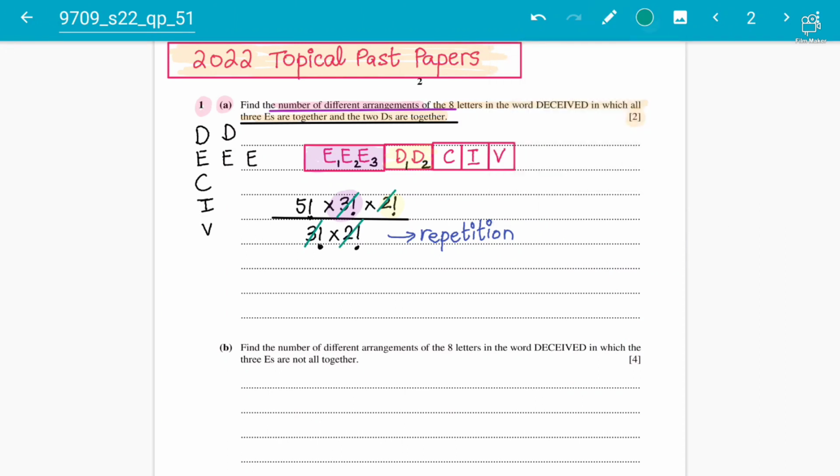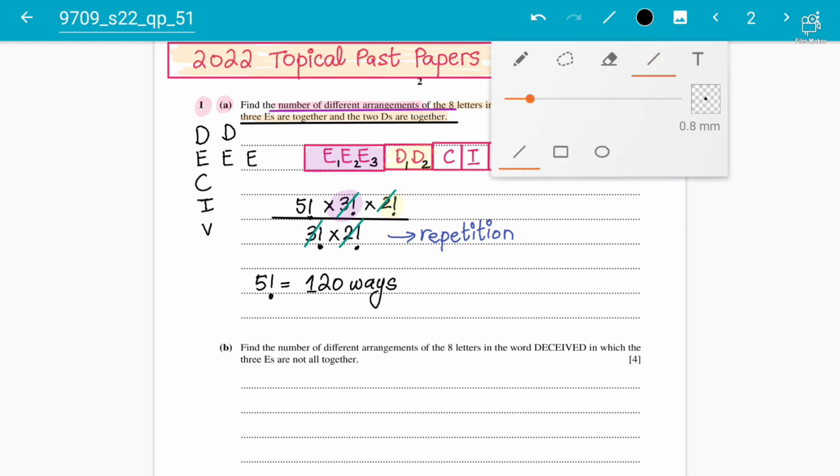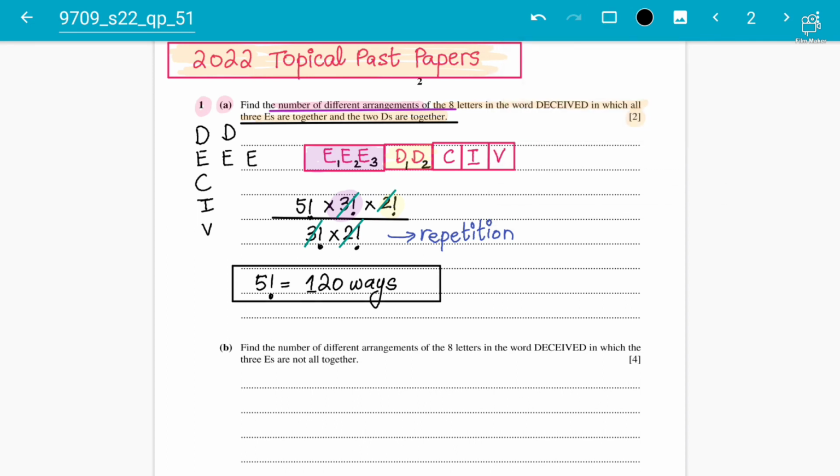So your answer is 5 factorial, which you can do in the calculator as 5 into 4 into 3 into 2 into 1. That is basically 120. Okay, so the first part A answer is 120 ways is possible for the word deceived to be arranged with the 3 E's all together and 2 D's together. That is the number of different arrangements possible for the word deceived.